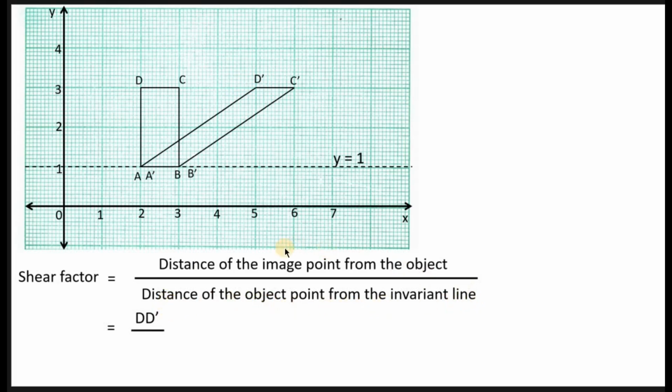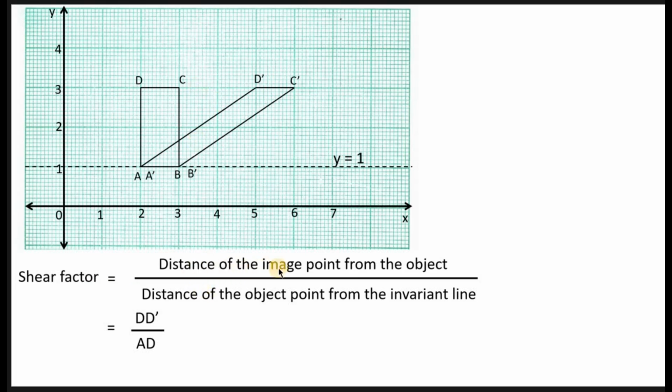So the object point is this. We are dealing with this object point here, A, from the invariant line. So you pick the distance perpendicular from the invariant line, this distance d from the invariant line y equals 1, perpendicular along AD. So you divide by AD. You measure AD, and when you divide that, you are able to find the shear factor of this transformation. All right.